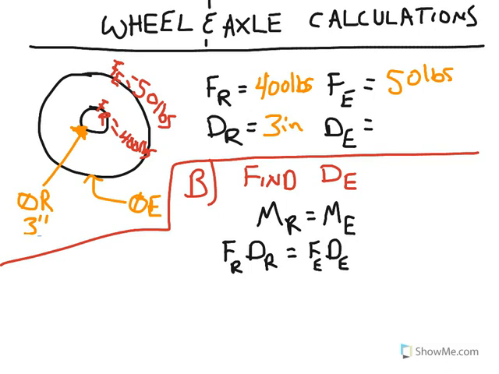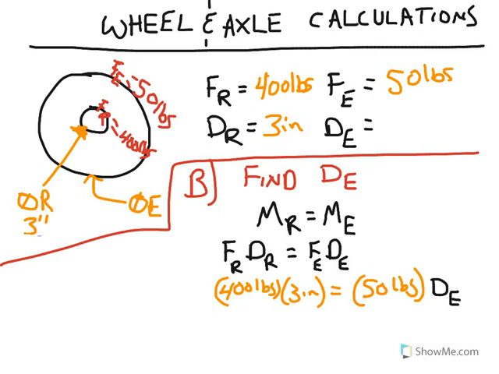Force of the resistance is 400 pounds. Diameter of the resistance is 3 inches. Force of the effort is 50 pounds. Diameter of the effort, or distance of the effort, we don't know. 400 times 3 is 1,200. 1,200 inch-pounds. And of course on the right, there's no calculation to do.